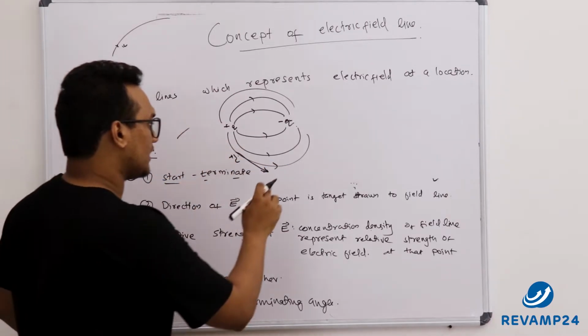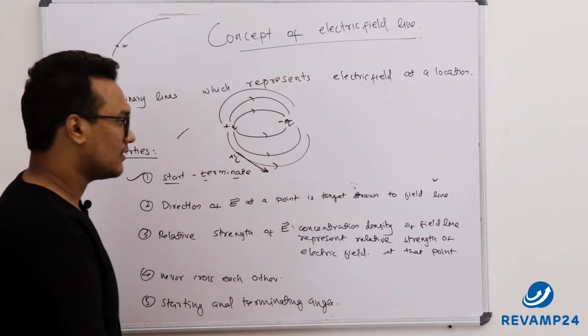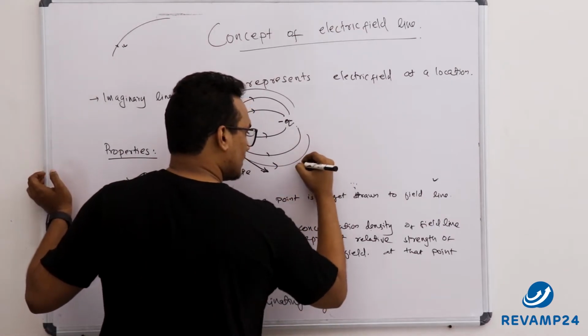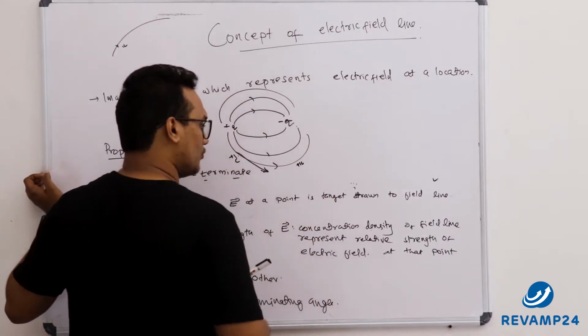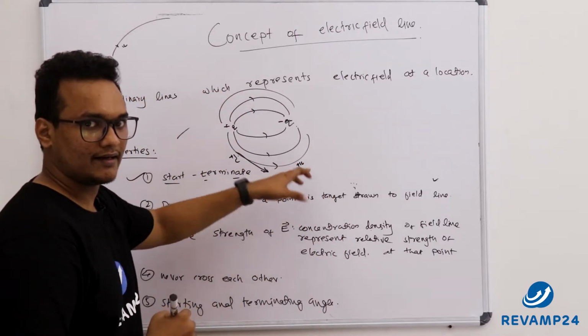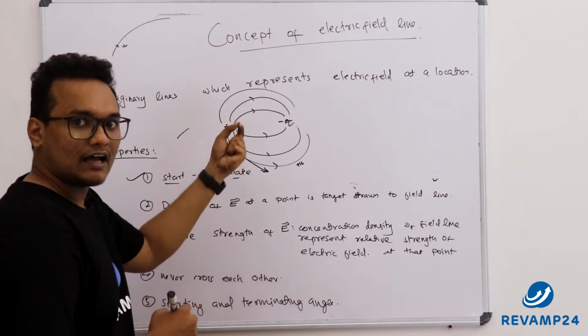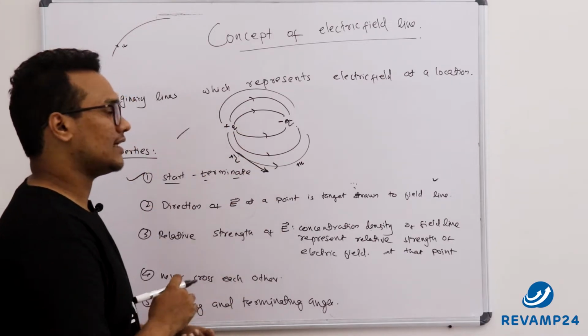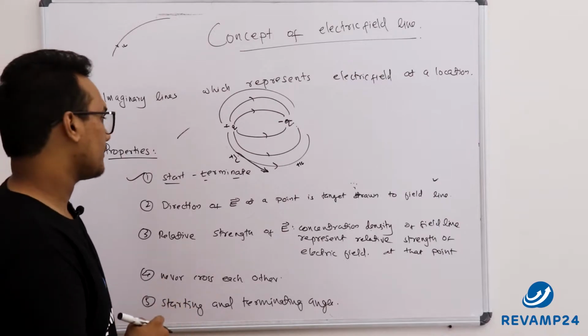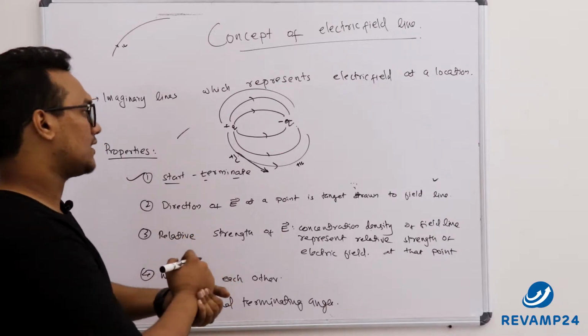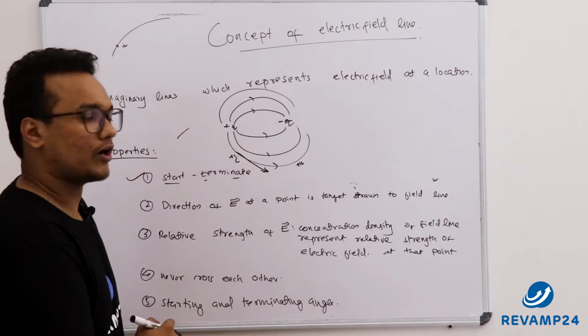Okay, so how to get the direction of electric field here? See, if I am keeping a 1 coulomb, the direction in which it will move is the direction of electric field line, right? What is the direction of electric field line? In which direction a 1 coulomb will move when it is placed at a location P. That is the direction of electric field at point P, right?